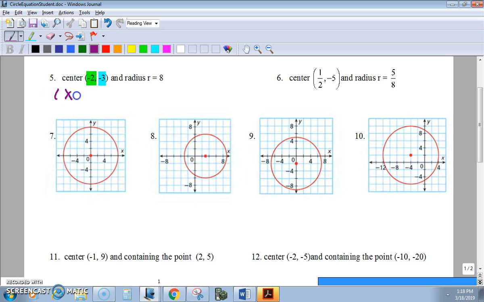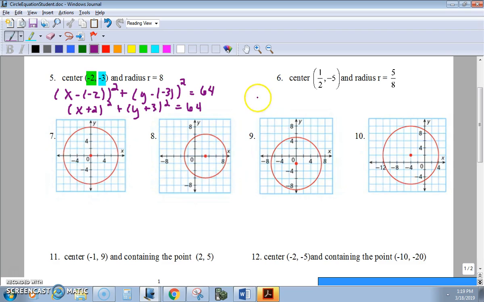It's because it's going to be x minus negative 2 squared plus y minus negative 3, so I have extra parentheses in there, squared equals 8 squared is 64. So what this is actually going to look like is x plus 2 squared plus y plus 3 squared equals 64.